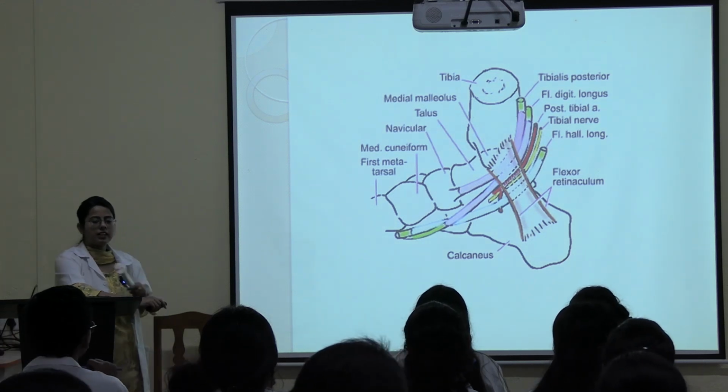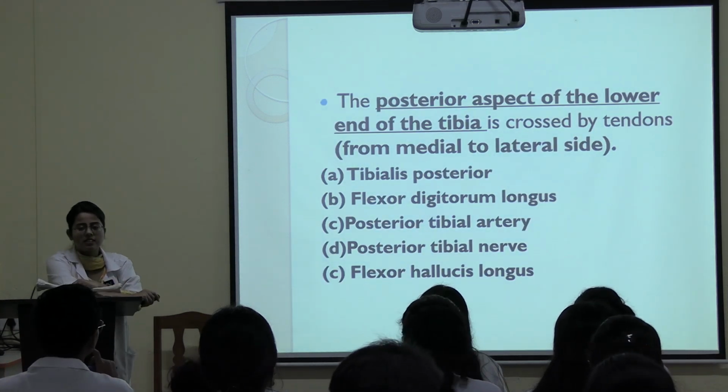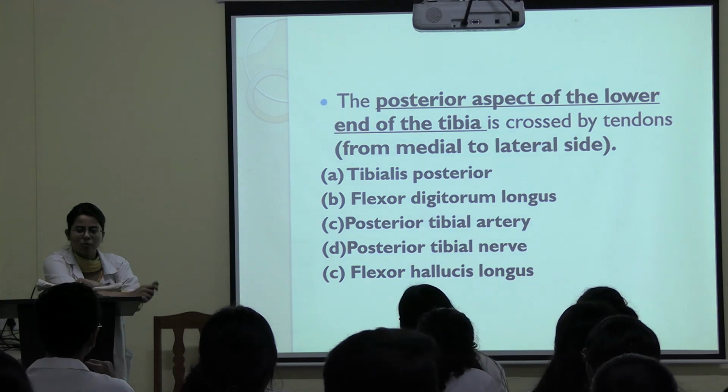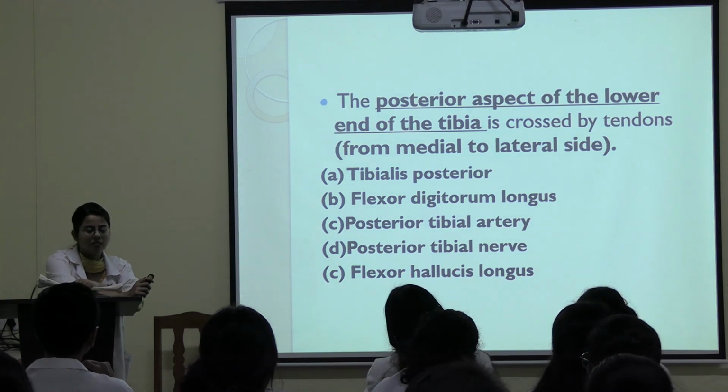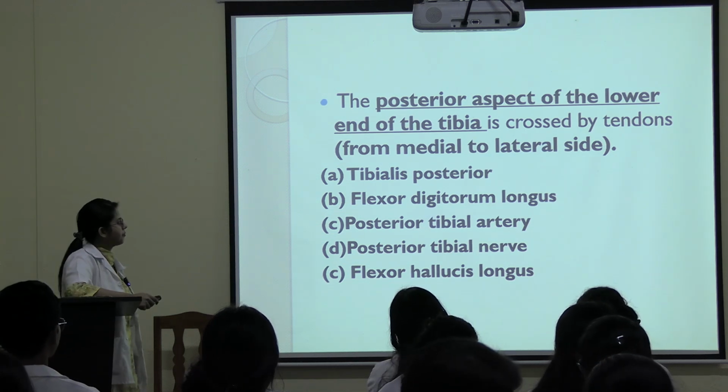Okay, posteriorly tibialis posterior. Then flexor or extensor? Flexor digitorum longus. Then artery, posterior tibial artery, posterior tibial nerve. Then flexor hallucis longus. Clear?